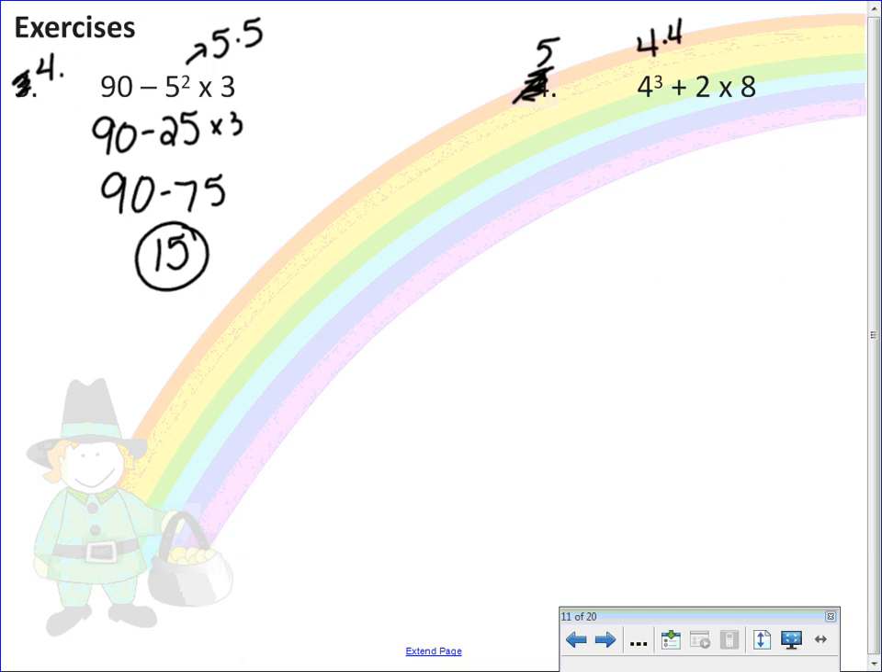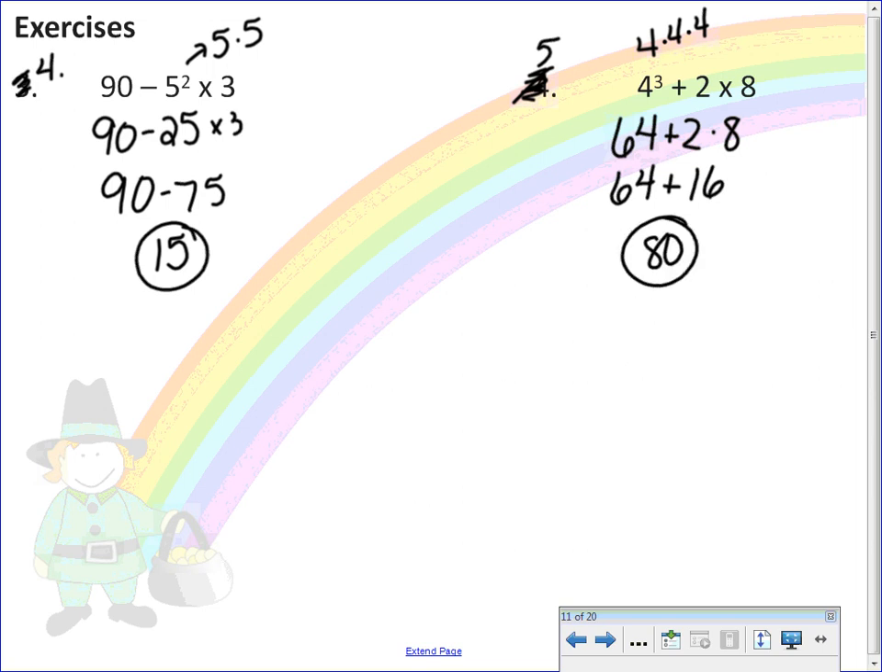4 cubed is 4 times 4 times 4. So what is 4 times 4 times 4? 64. So we have 64, and then bring everything else down. Then I multiply, and then I can add and get my sum of 80. Questions on either one of those? So we have addition, subtraction, multiplication, division, exponents. Let's go crazy and add something else in there.